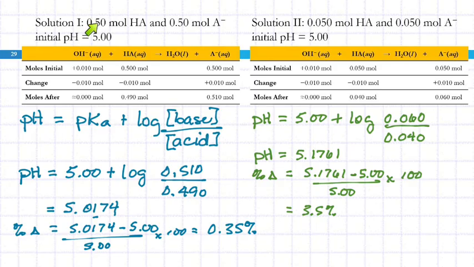The concentrations here were 10 times larger than over here. And then the percent change happened to be 10 times less. So 0.35% instead of 3.5%. So, good buffer, we want relatively equal concentrations of acid and base, differing by less than a factor of 10, and we want higher concentrations rather than lower.